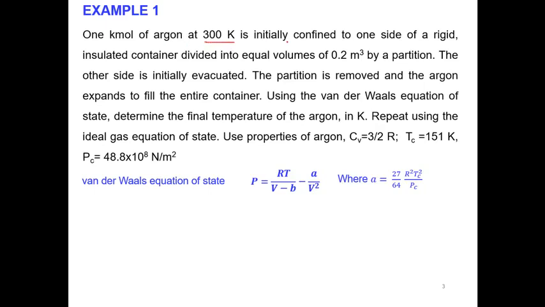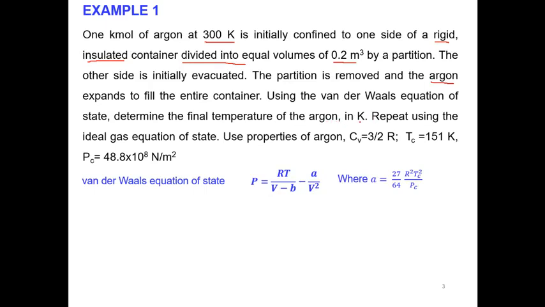Now consider 1 kilomole of argon gas available at, let's say, 300 Kelvin, initially confined to one side of a rigid, insulated container divided into equal volumes of 0.2 cubic meter by a partition. The other side is initially evacuated, the partition is removed, and the argon expands to fill the entire container. So previously the container was divided into equal parts of 0.2 cubic meter volume with a partition. Let's say that partition is removed, then the argon gas will expand to fill the entire container.